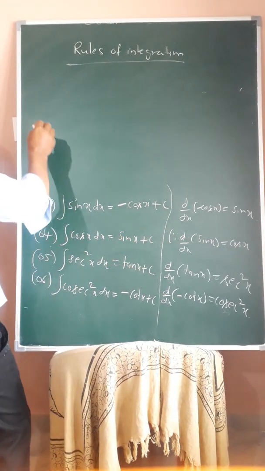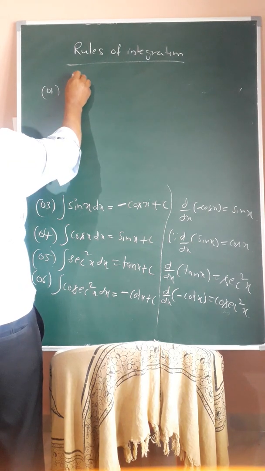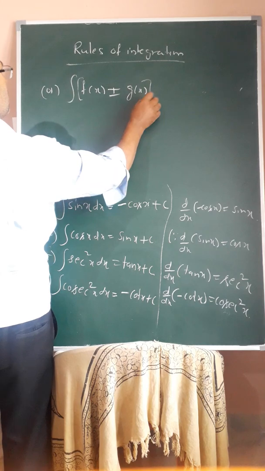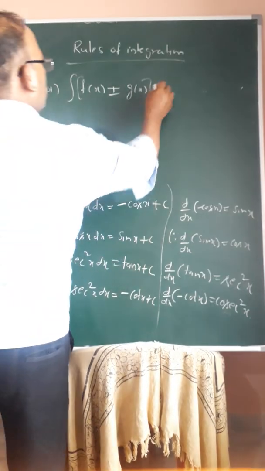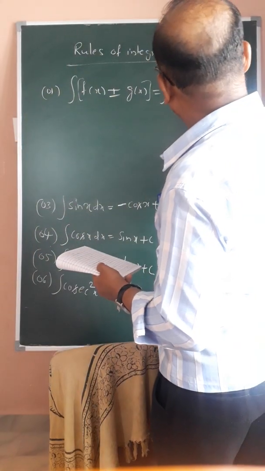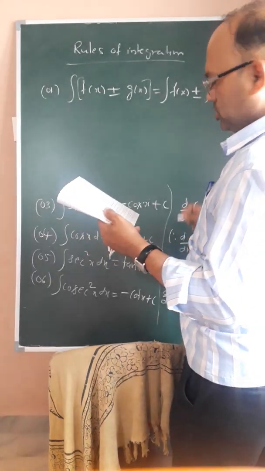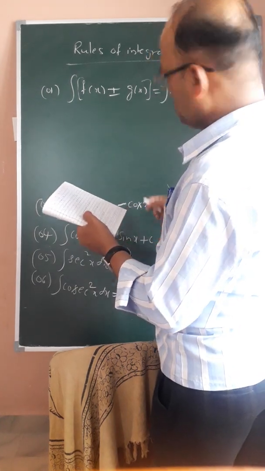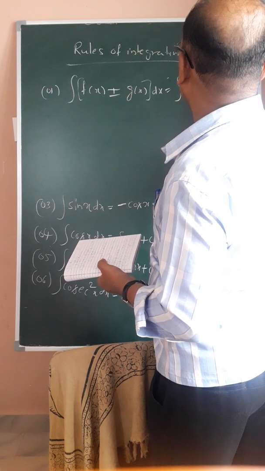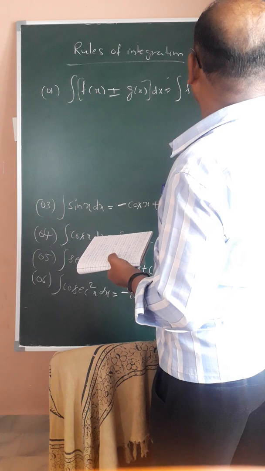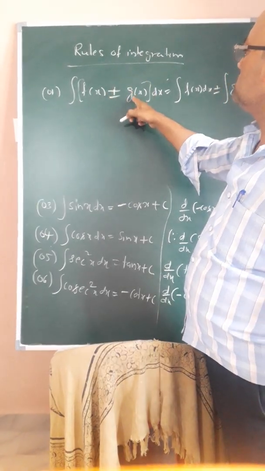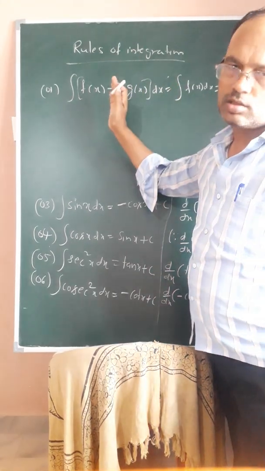Rules of integration. First one is integration of f of x plus or minus g of x dx is equal to integration of f of x dx plus or minus integration of g of x dx. That is, we split both terms.